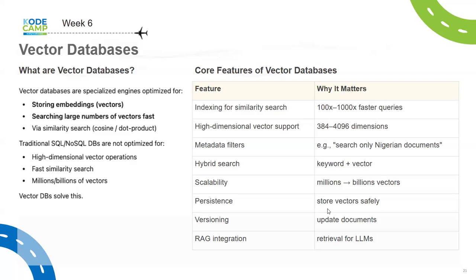So it gives you the metadata filters, and it gives you the hybrid search, meaning that you can add keywords as well. The keywords help to also search in the text, not just the meaning, but the words. They are very scalable. Like we said, some of them can hold lots of vectors, billions upon billions. Of course, they are persistent, they can store your vectors safely, and you can retrieve them anytime.